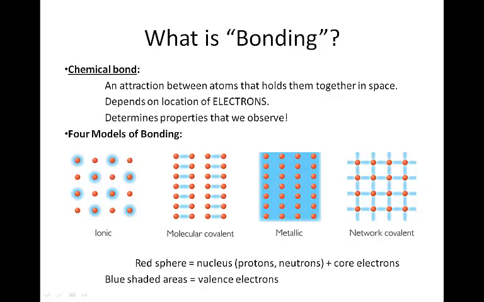These pictures are models that illustrate what's happening to the protons, neutrons, and electrons in any substance that has bonding. The red spheres represent the nucleus, which remember has the protons and neutrons, as well as any core or inner electrons. The blue shaded areas, like you can see here and here, all over here, and then in these lines here, those are the valence or outer electrons, and those are the ones that primarily determine the kind of bonding that occurs. And so pause for a second here and see if you can explain the difference in the electrons' locations between all 4 models. When you're ready, let's go on.